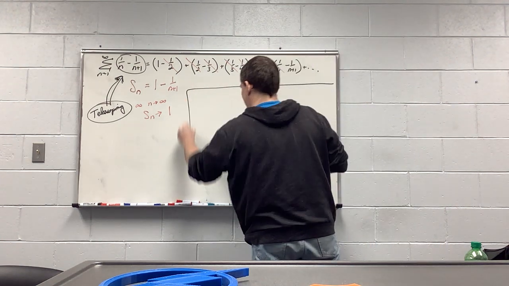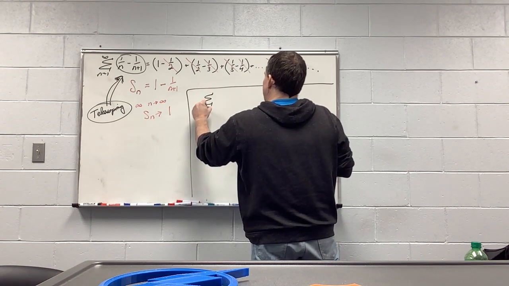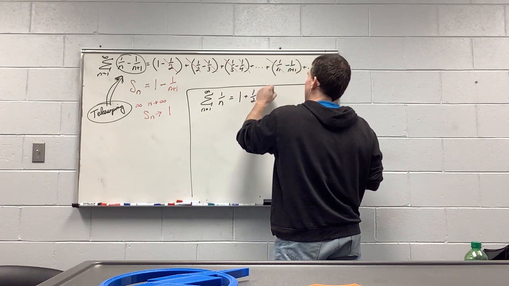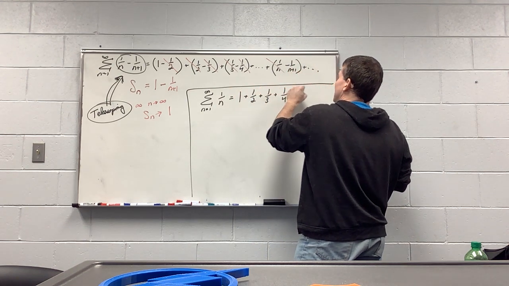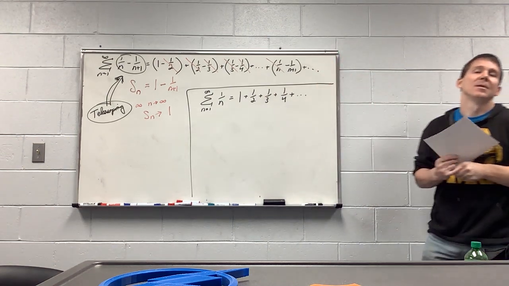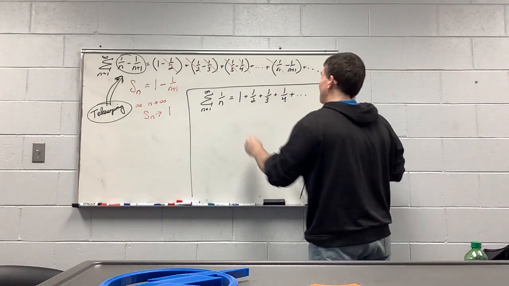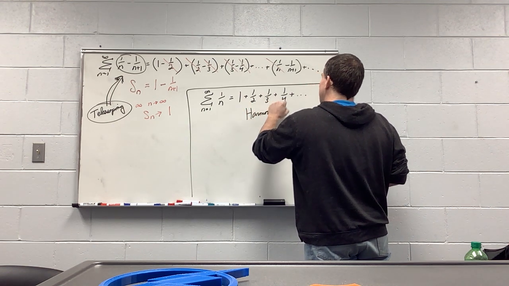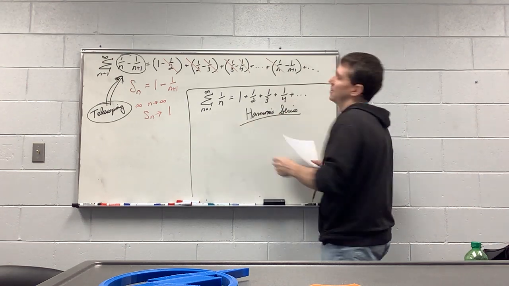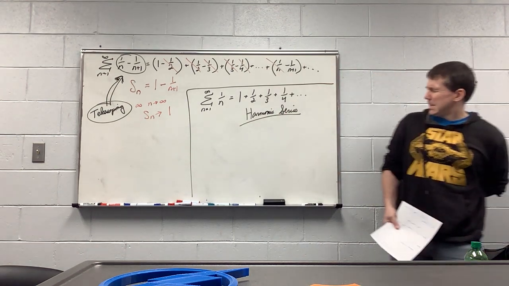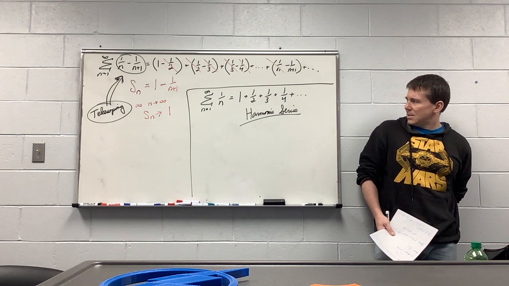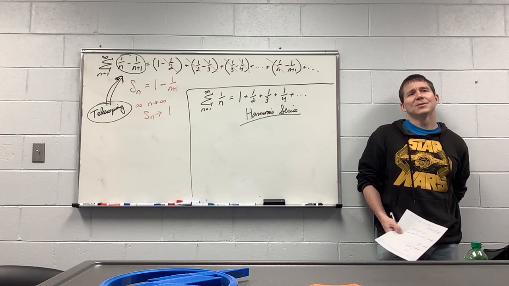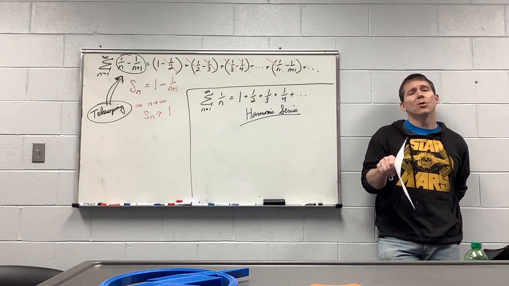Next, suppose I have the series 1 over n, which is 1 plus a half plus a third plus a fourth, and so on. This gets a name. This is a really special one. It's called the harmonic series. And I'm kind of stuck with the question, does that converge?